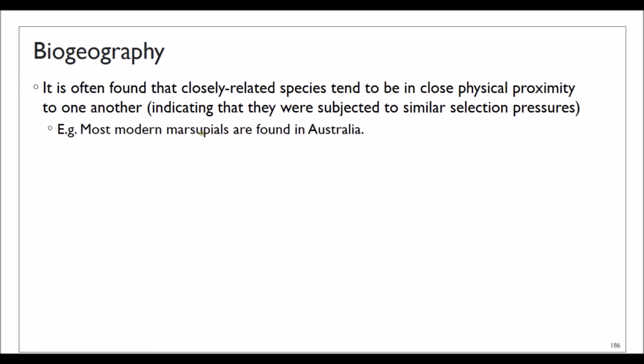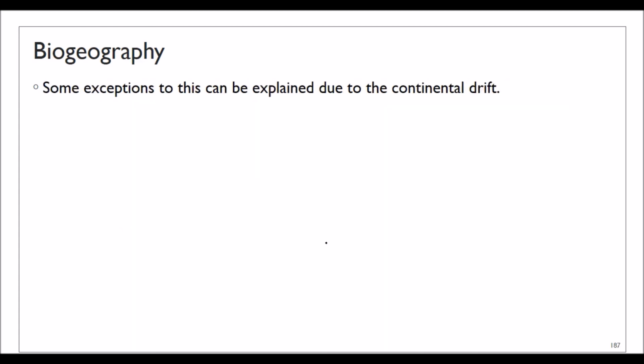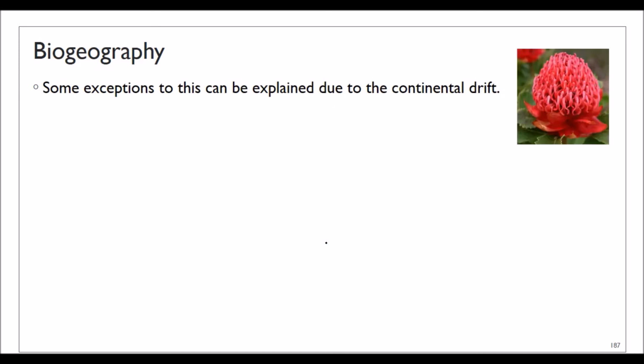So, for example, most modern marsupials, they're very, very similar to each other. If they're all marsupials, most of them are found in Australia. That is an indication that, especially because Australia is an island as well, that they have very unique selection pressures, and that has caused multiple species to evolve in the same way. Some of them are actually in another part of the world, but the majority is in Australia. Some exceptions can be explained due to continental drift, and this is actually quite interesting.